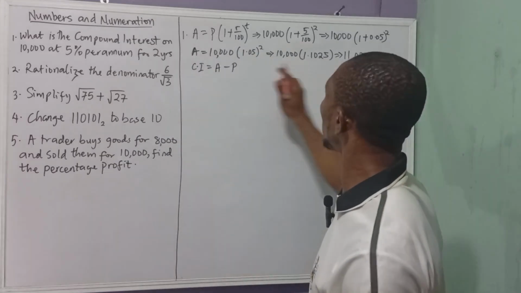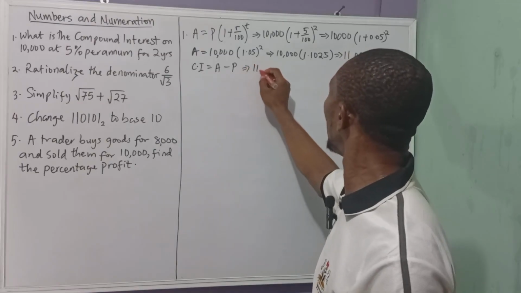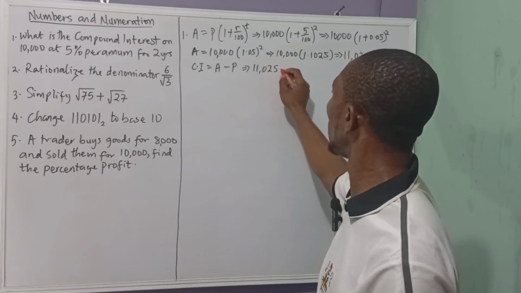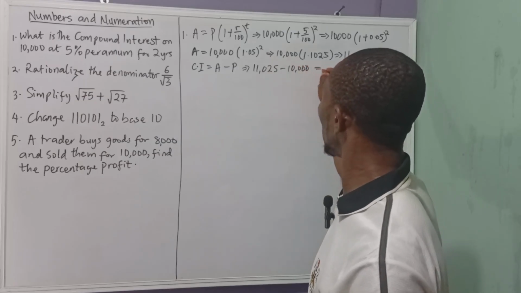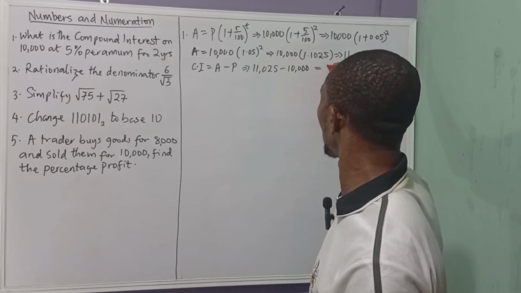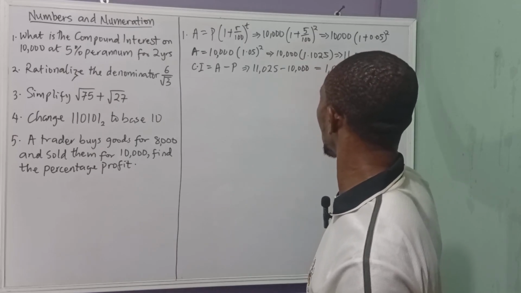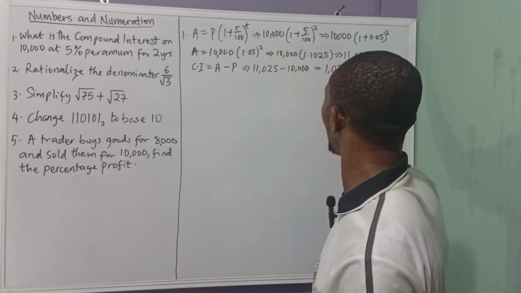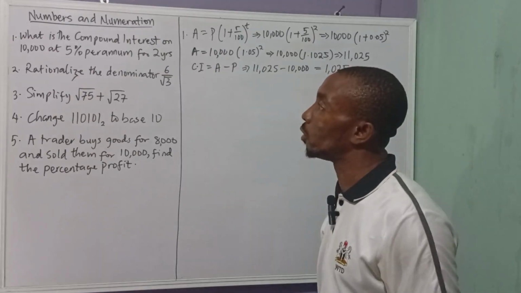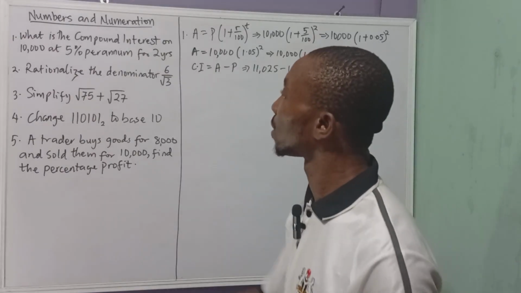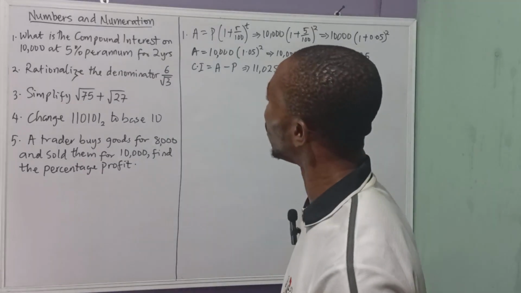Okay, now our amount is what? 11,025 minus principal, which is 10,000, which gives us 1,025. So that is the compound interest which accrued for 2 years at 5% per annum.